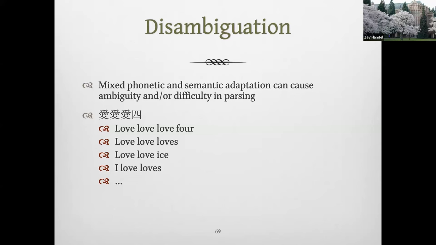Okay. So if you had a way of marking or indicating which characters are being used semantically and which are being used phonetically, you wouldn't have to deal with this kind of struggle, calculating out the possibilities and deciding which is the right one. These characters eliminate that ambiguity. There's only one word this can be, something that means four and is pronounced like bon, and that's the Vietnamese word bon meaning four.